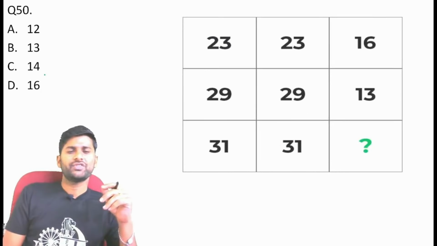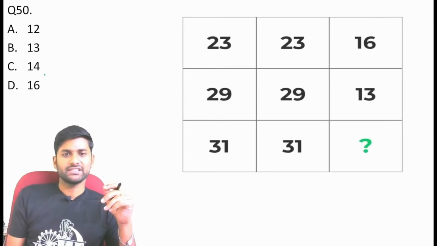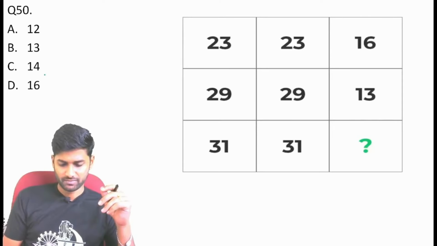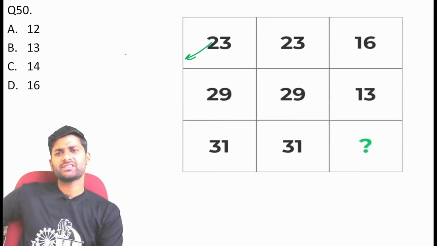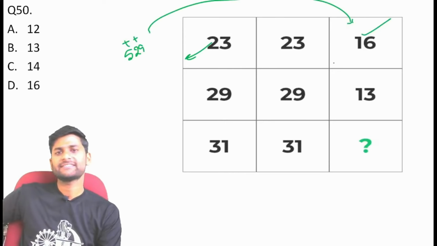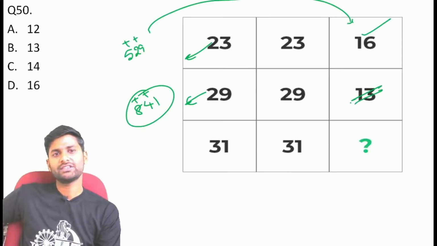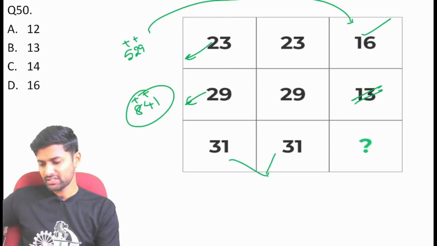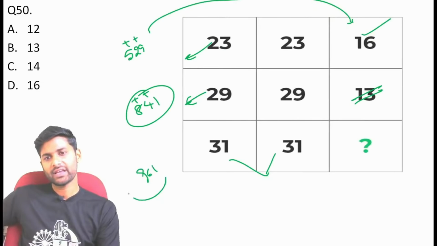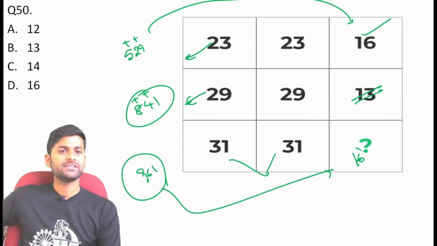Next one. Now 23, 16; 29, 13; 31, dash. How much? See guys, simple. 23 square is equal to 529. So 5 plus 2 plus 9 is equal to 16, guys. Again 29 square value becomes 841. 8 plus 4 plus 1 is equal to 13. Same, 31 square value. So we know the 31 square value becomes 961. So 961, the sum of digits becomes 16.